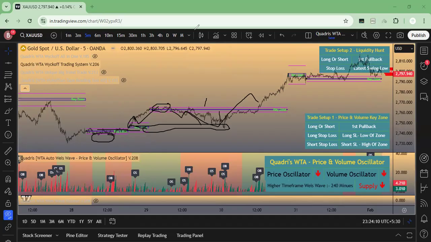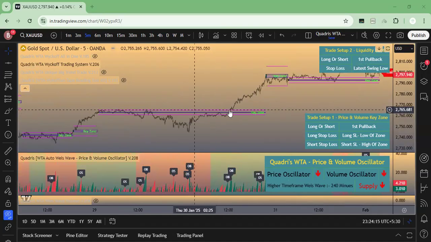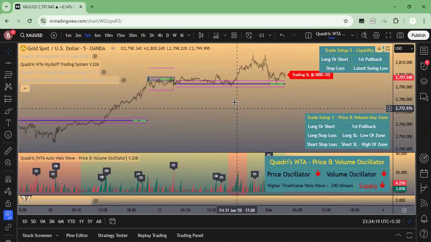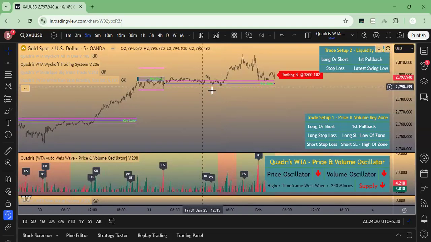There is one strategy along with it, but I'll explain that strategy tomorrow when it comes to trading key zones. That would be a very selective kind of strategy, and it gives good results. So I have multiple options available for you.